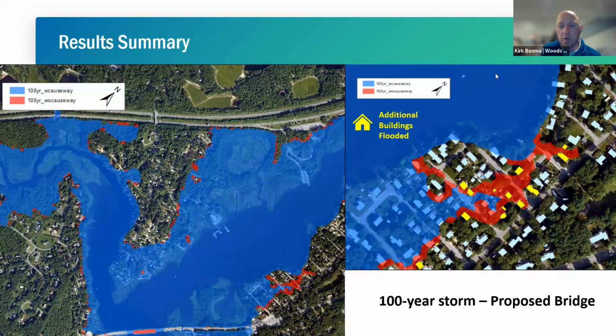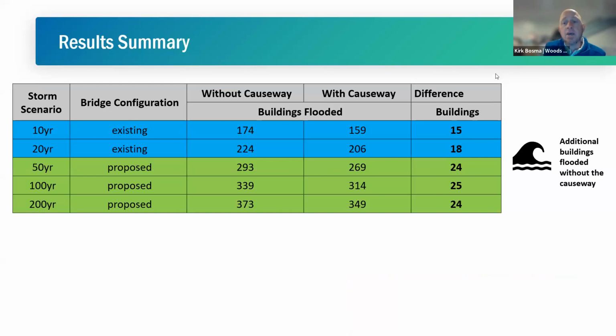And if you took the causeway out, you started to flood additional buildings in the area because of the project itself, meaning the redesign of the bridge and the removal of the causeway, to the point where you were getting anywhere from 15 to 25 additional buildings flooded just by removing the causeway in the redesign. That's different than just raising the bridge elevation for transportation purposes, but there was also a side piece to this whole approach and flexible design.